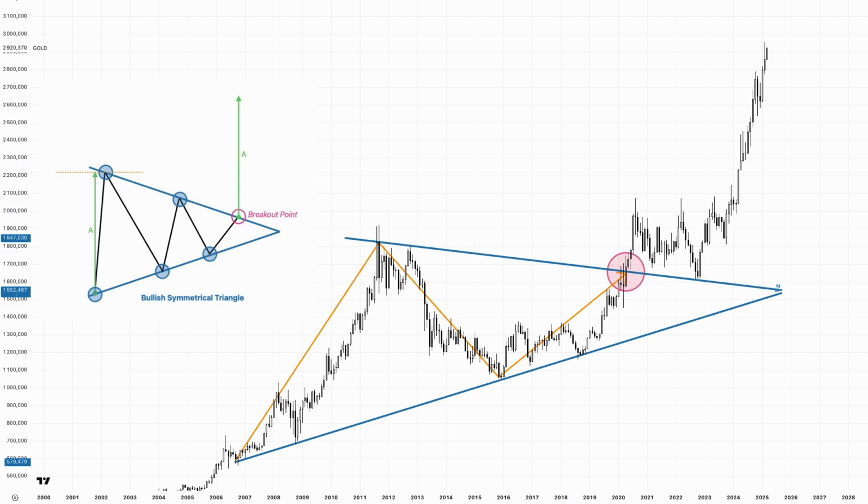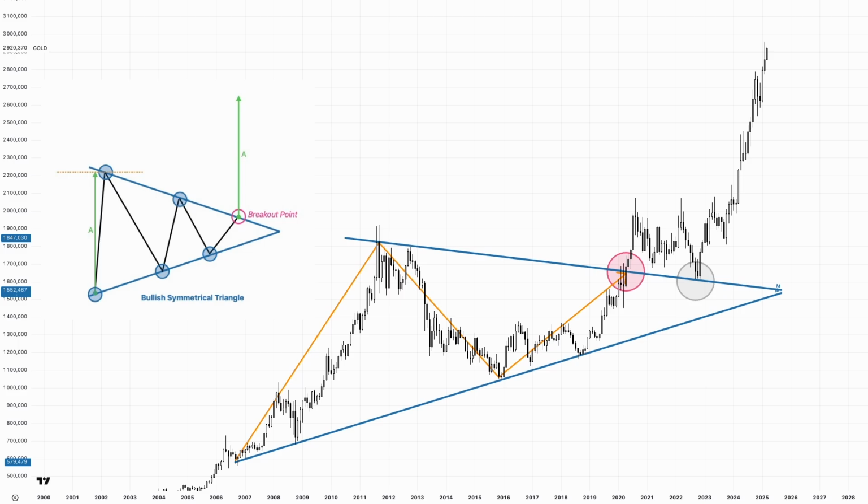After that, gold performed a retest. This is a healthy confirmation of the breakout, as the previous resistance, the blue trend line, now acts as a support before continuing the uptrend. These patterns allow us to predict an upside target.